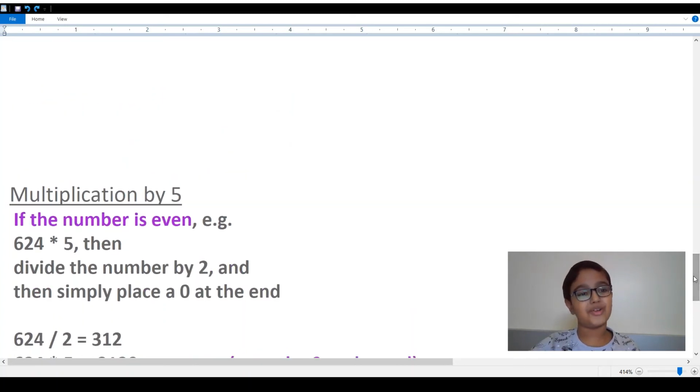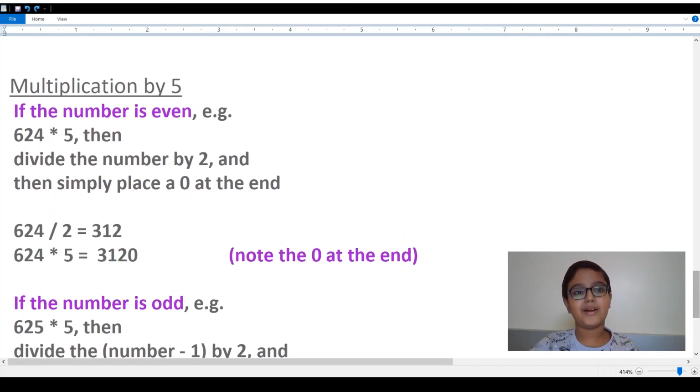Now here's a very interesting one. Let's learn how to multiply any number by 5. To multiply any number by 5, first check if the number is even or odd. If it is even, for example 624 times 5, then divide the number by 2 and place a 0 at the end. For example, 624 times 5 will be 624 by 2, which is 312. So 624 times 5 will be 3120 because we have to add a 0 at the end.